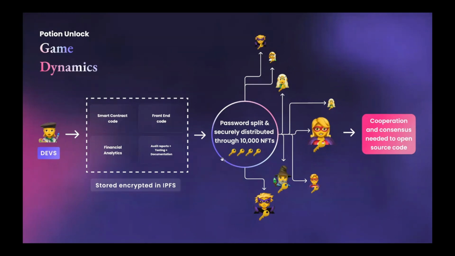And what we're going to do is break up that password into small pieces, and we're going to embed them into NFTs. And we're going to create 10,000 of these NFTs. And these NFTs are going to be distributed through a number of public auctions. And at that point, the power to bring the code to life will be distributed among the earliest community members. And it will be up to the community members to reach consensus and collaboration such that they can actually reunite the password, at which point the code would become accessible to the world.